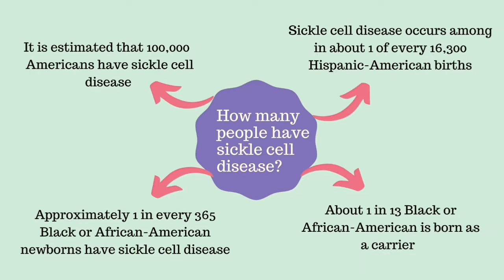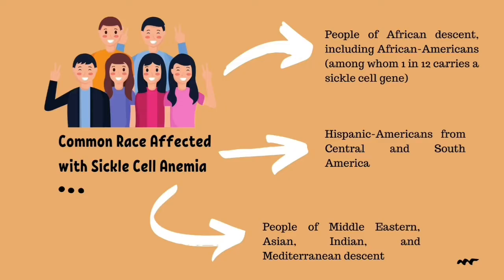How many people have sickle cell disease? It is estimated that 100,000 Americans have sickle cell disease. Approximately 1 in every 365 Black or African American newborns has sickle cell disease. Sickle cell disease occurs in about 1 of every 16,300 Hispanic American births. About 1 in 13 Black or African Americans is born as a carrier.